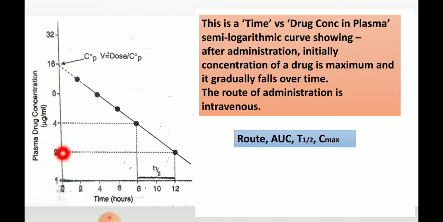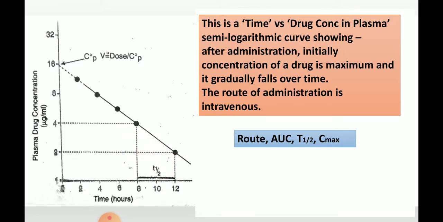So from 2, draw another horizontal line on this oblique line. It is cutting at a particular level, and from that point you draw another perpendicular line on the baseline, or the x-axis. It is cutting at the level of 12. So 12 minus 8 will give you the T half of this particular drug.